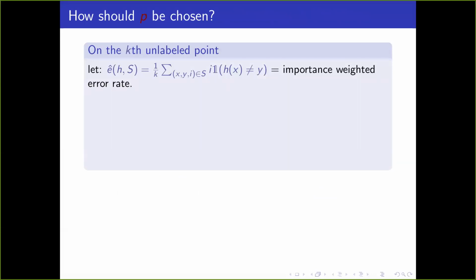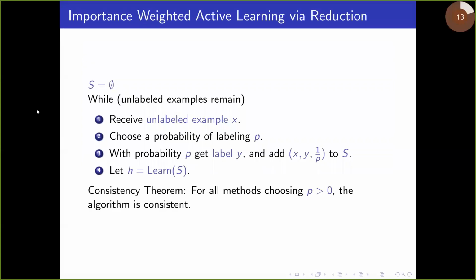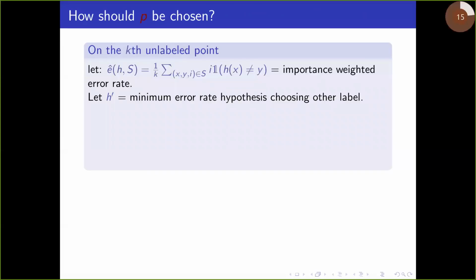So let's define some things. You have the importance weighted error rate. Right? This is the same as the normal error rate, except that now we importance weight according to 1 over P. So that's the empirical importance weighted error rate. If we go back, we have some hypothesis H. I'm going to define an H prime, which is the minimum error rate hypothesis choosing the other label.